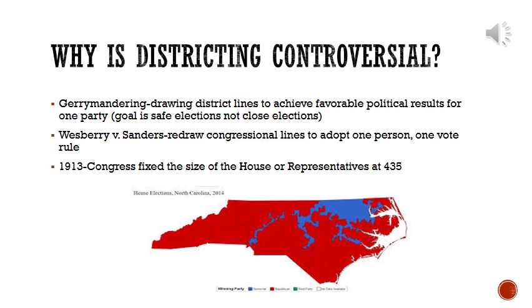So we're going to have a court case called Westbury versus Sanders, and what the Supreme Court is going to rule on is that when states redraw congressional district lines, they have to adopt a one person, one vote rule. In this particular court case, I want to say it was in Georgia. Georgia did not redraw their congressional district lines constitutionally. So they have, let's say, 4 or 5 representatives at the time. I'm not sure of the number, but let's just go along with this example.